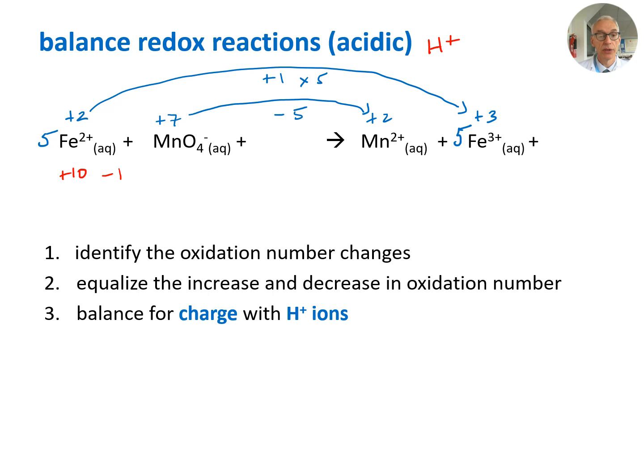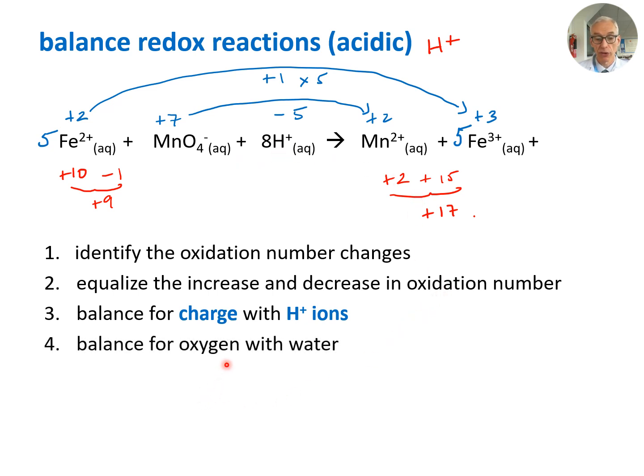So overall at the moment we're plus 9 on the left-hand side. On the right-hand side, I'm plus 2 plus 15. So overall, I'm plus 17 on the right-hand side. So I need to balance for charge with hydrogen ions. So I need to add 8H+ to the left-hand side. So we're now plus 9 plus 8 makes plus 17. So we're now balanced for charge.